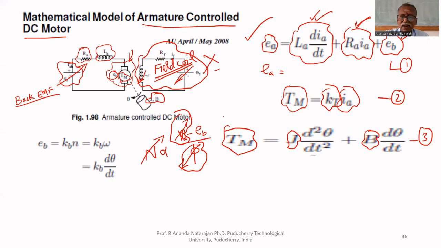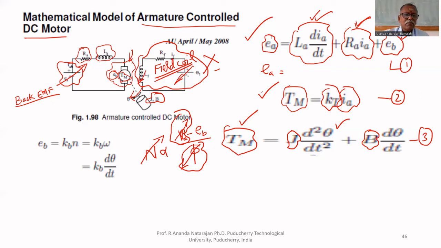For the mechanical-electrical relation, there is one equation. The mechanical torque developed equals KT times IA, that is the second equation. Then a mechanical equation, because the armature is connected with a load whose inertia is J and dashpot constant is B. Therefore, Tm equals J d square theta by dt square plus B d theta by dt, where theta is the displacement of the armature. That we know already, we studied the mathematical model of rotational system. So we got three equations.